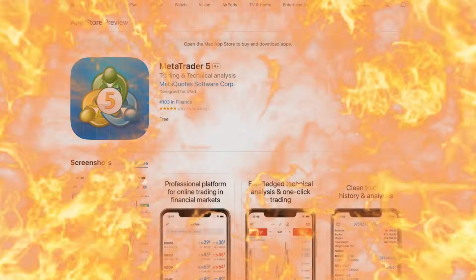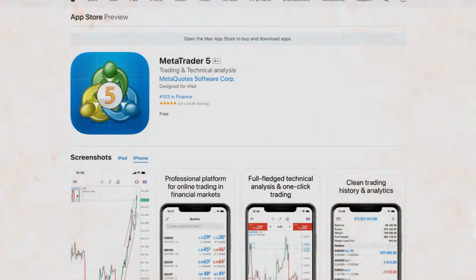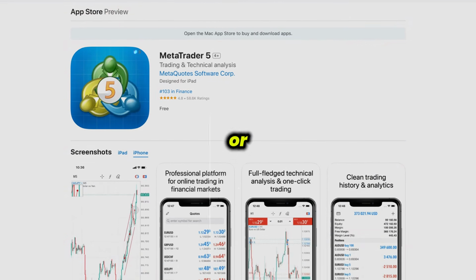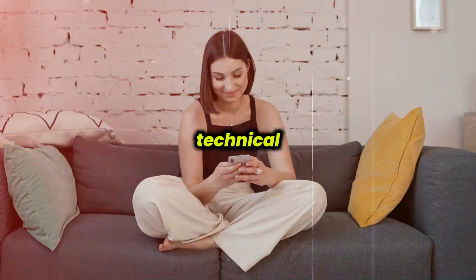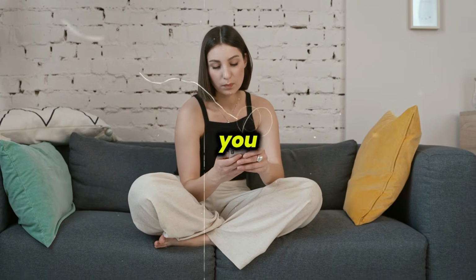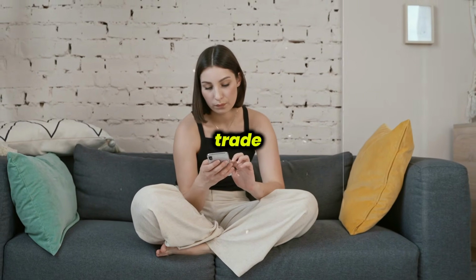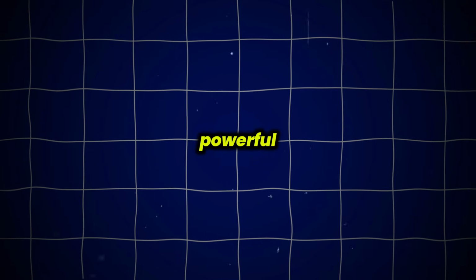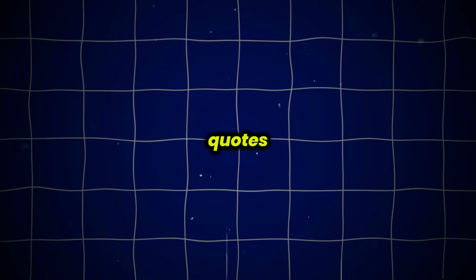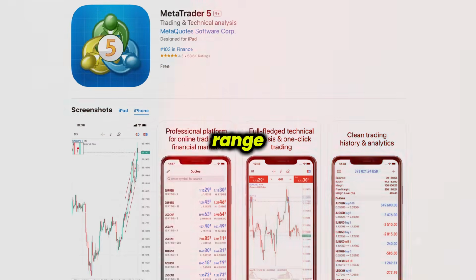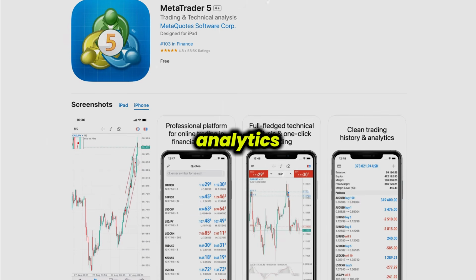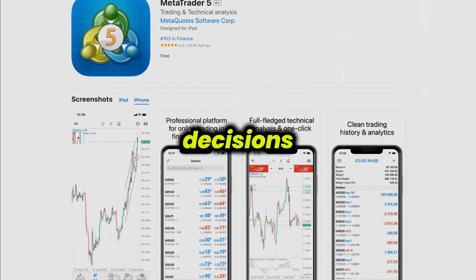First, let's talk about what MetaTrader 5 actually offers. MetaTrader 5, or MT5, is a trading and technical analysis platform that connects you to hundreds of brokers and lets you trade across global financial markets right from your iPhone or iPad. The idea is straightforward yet powerful. You get real-time price quotes, advanced charting tools, a wide range of order types, and access to analytics that help you make informed trading decisions.